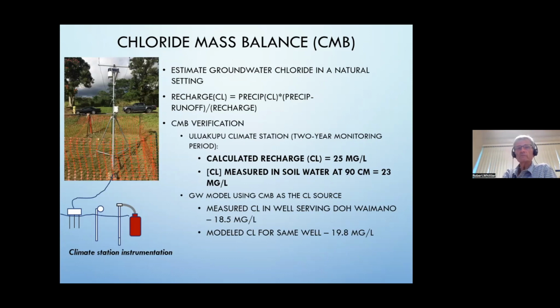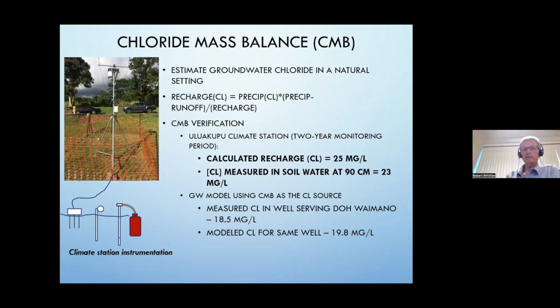Looking at chloride, the approach we took was chloride mass balance, in that we have atmospheric rainfall deposited chloride. The rainfall will get evaporated, increasing the concentration of chloride in the recharged water at a predictable rate. And so we do a mass balance approach. We can then estimate the concentration of chloride in the recharge and put that into a groundwater flow model.